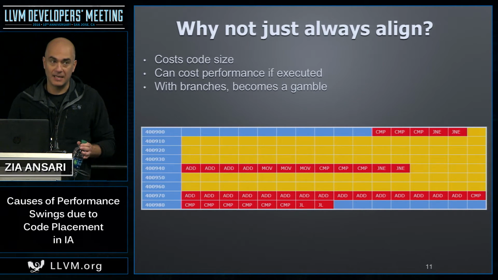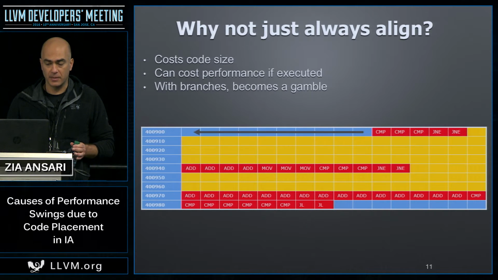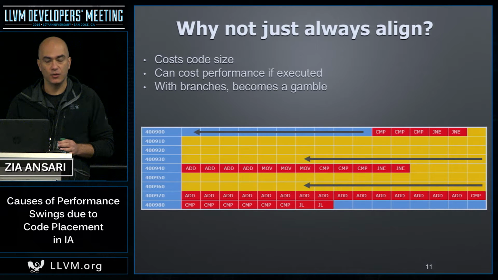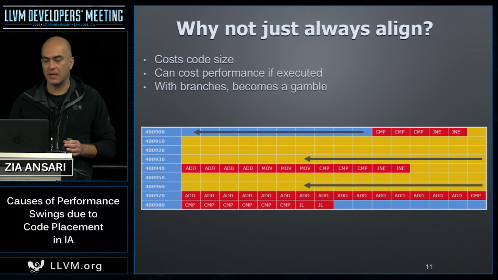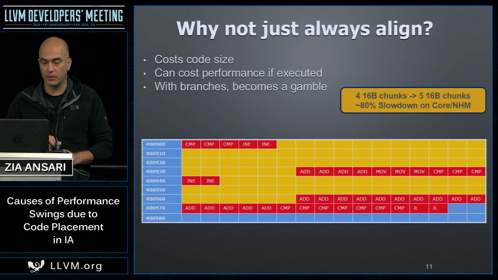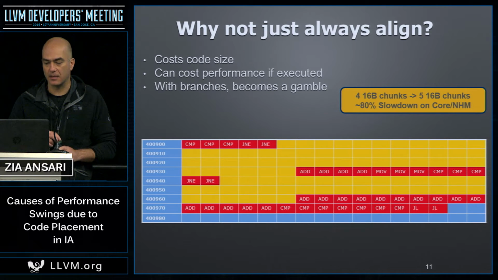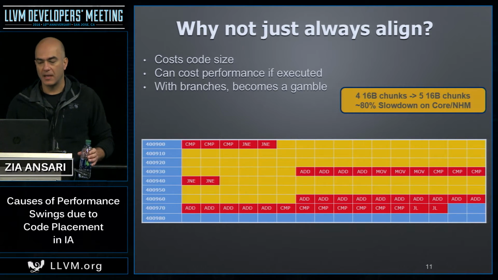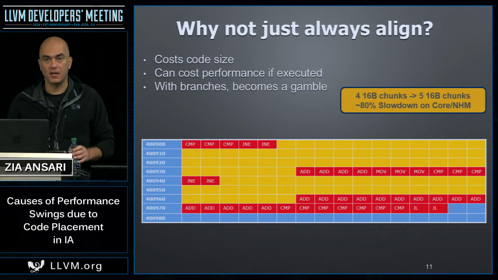Now, if we blindly align a loop like this on a 16-byte boundary, this has the effect of pulling all of the other lines back in too. So a loop that effectively sat in 4 16-byte chunks now all of a sudden sits in 5 16-byte chunks. And this particular example that I wrote was worth about 80% slowdown on core Nehalem. It actually was a pretty nasty effect. It missed the LSD and had all sorts of other issues. So alignment, not always good in my opinion, and I'll talk about this towards the end of the presentation.